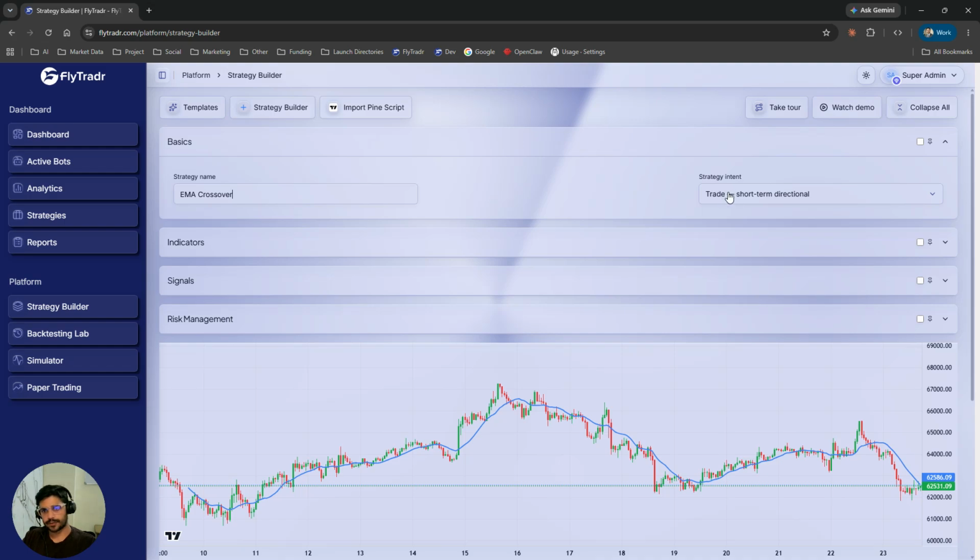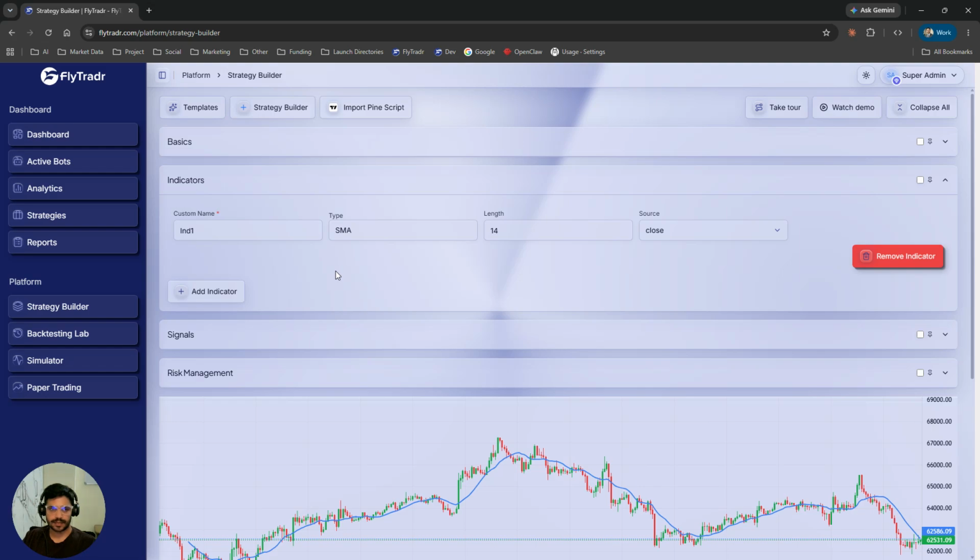Second input that you see here is strategy intent. This is nothing but a way for you to remember why the strategy was created. Is it a short-term directional trade strategy, or is it a long to mid-term investment related strategy? This doesn't change how the strategy actually performs. This is just for your reference. You can leave it as default and move on to the next section, which is indicators.